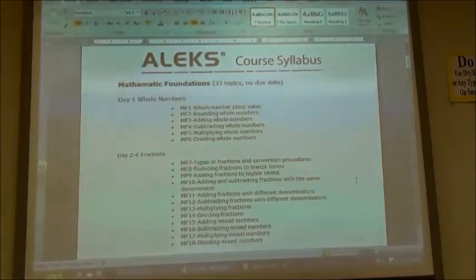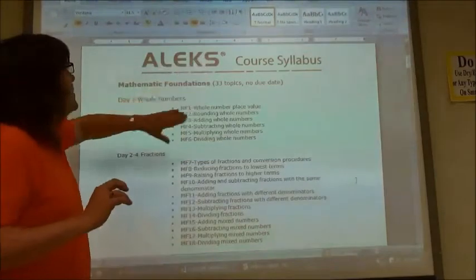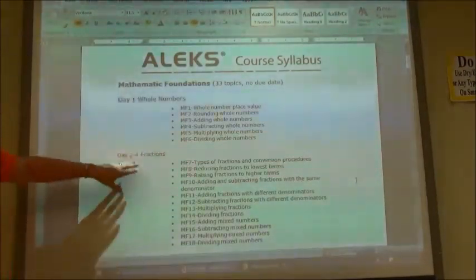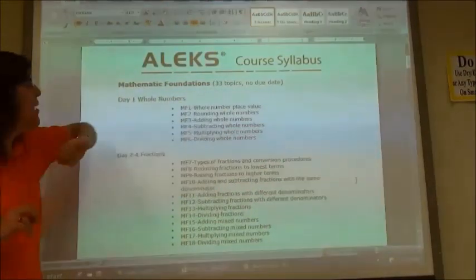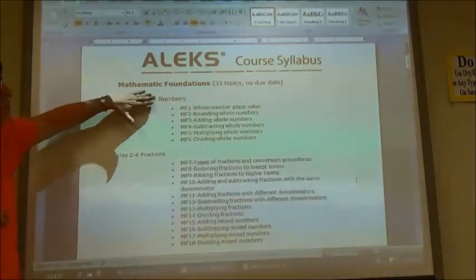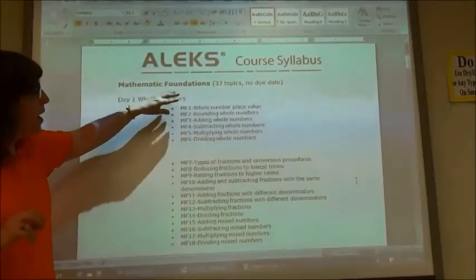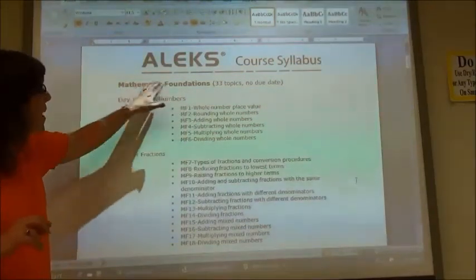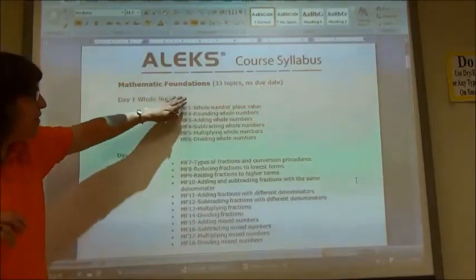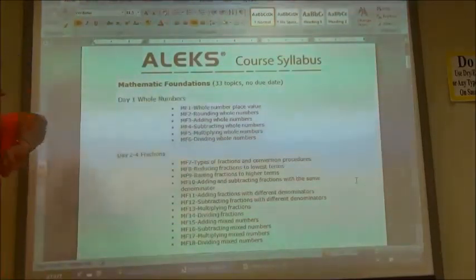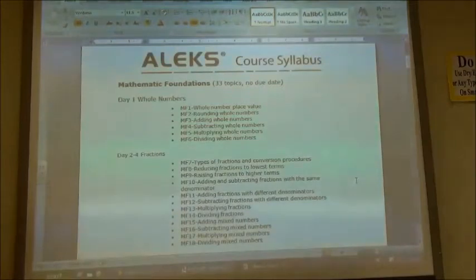This is the first part of your course syllabus. Each subject is divided up into the slices on the pie chart. Under Math Foundations, you have 33 topics. The first day we're going to cover the section on whole numbers, and so I named them MF1 for Math Foundations, and just the first 6 topics in whole numbers would be listed there. So on the first day of your worksheet, we will cover those 6 topics.